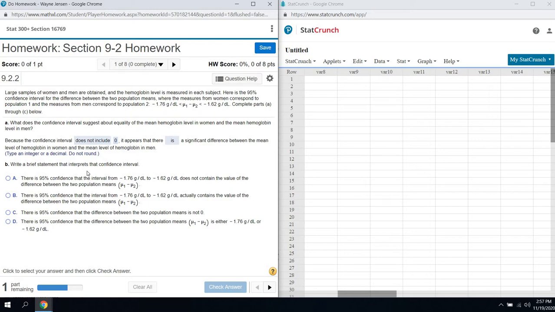Write a brief statement that interprets the confidence interval. There is 95% confidence that the interval between negative 1.76 and negative 1.62 does not contain the value. Okay, that's weird. It should contain the value of the difference. Yes, that's what the confidence interval does. It's 95% confident that the actual subtraction is going to be in there.